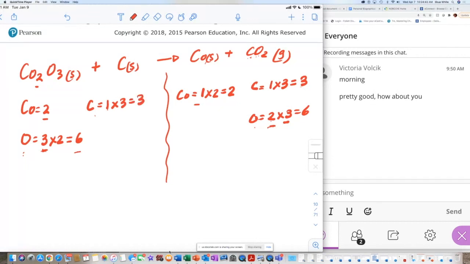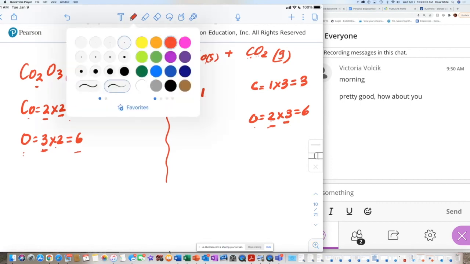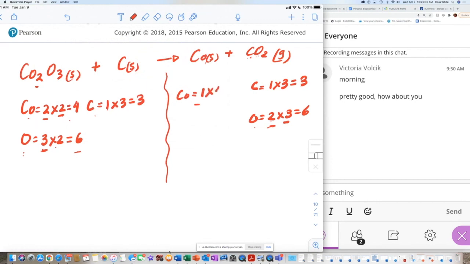Right here, let's see. Since the cobalt and the oxygen are in the same formula, I need to multiply this cobalt by 2, because the multipliers have to be the same if the elements are in the same compound, right? So now the cobalt has changed to 4. So I'm going to change this to 4 so everything matches. Okay.